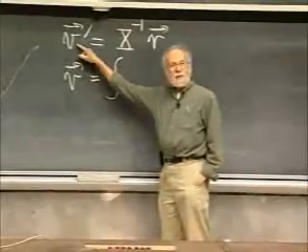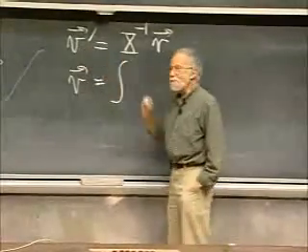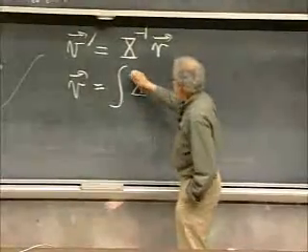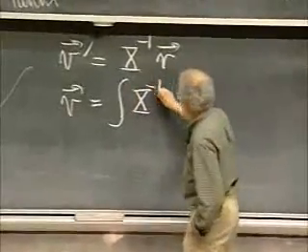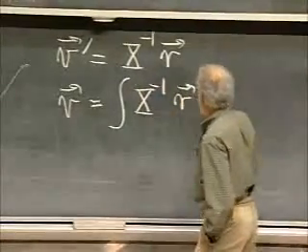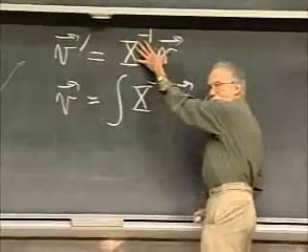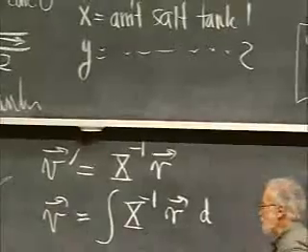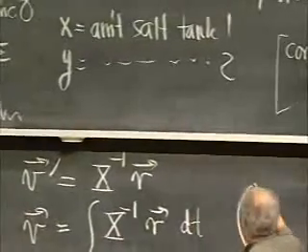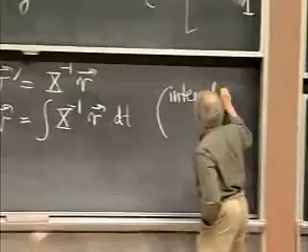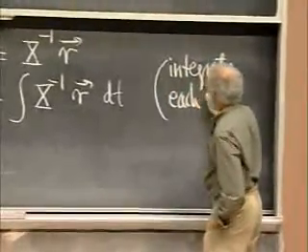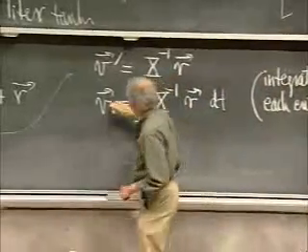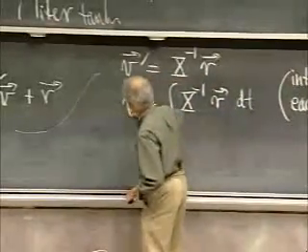This is done by differentiating each entry in the column vector, and therefore we should integrate it. So it'll be the integral, just the ordinary antiderivative of X inverse times r, and this is a column vector. The entries are functions of t. You simply integrate each of those functions in turn. So integrate each entry.